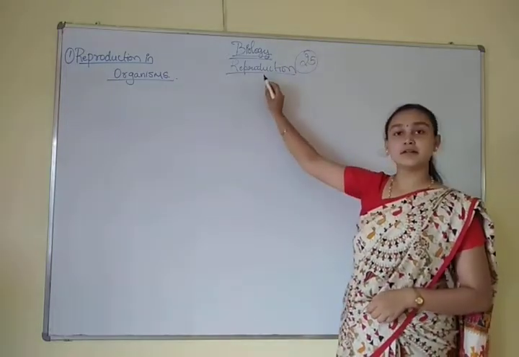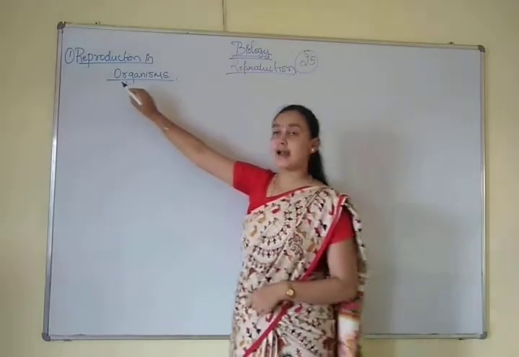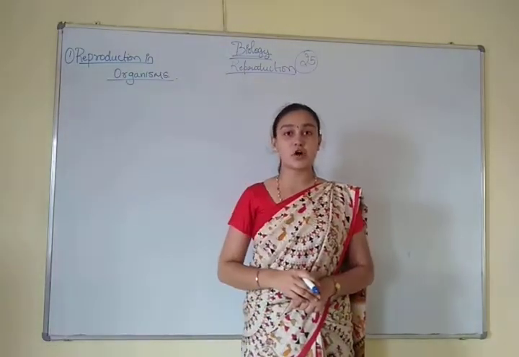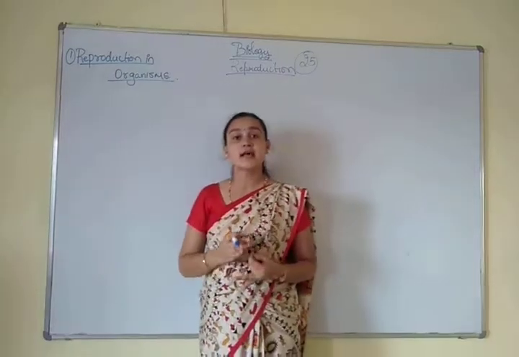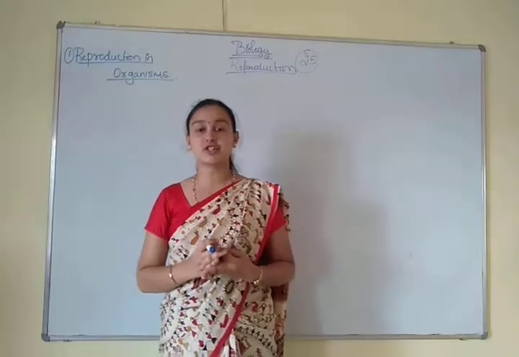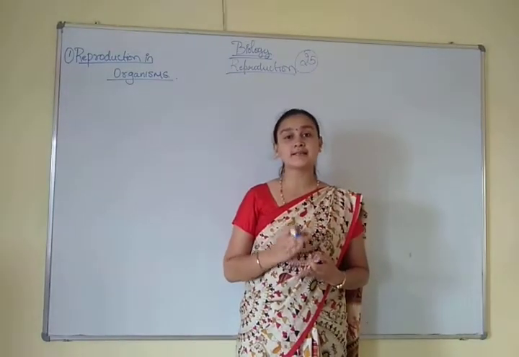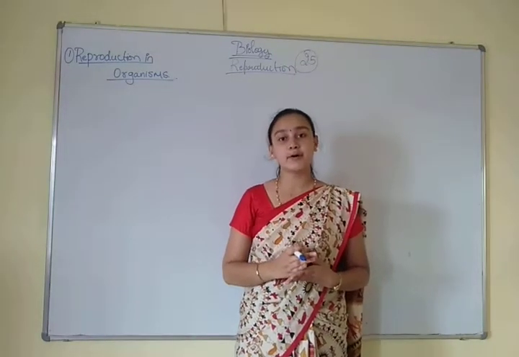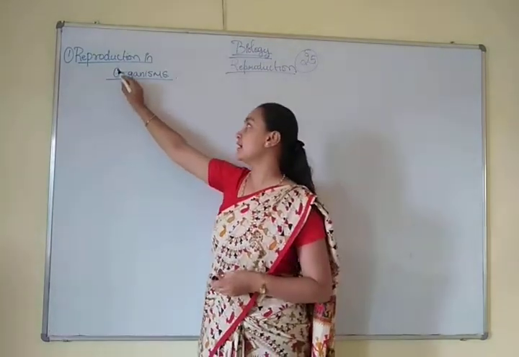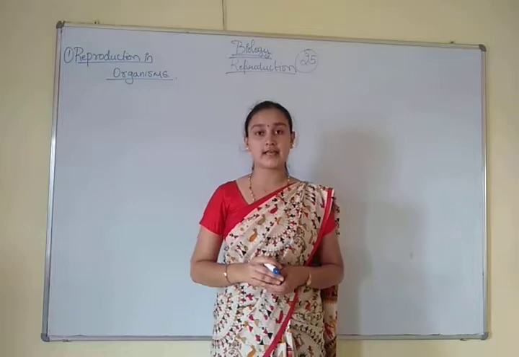In the chapter of reproduction there are 4 different units. The first unit is reproduction in organisms, the second unit is reproduction in higher plants, the third unit is reproduction in human beings, and the last one is reproductive health. Now let's discuss the first unit, that is reproduction in organisms.